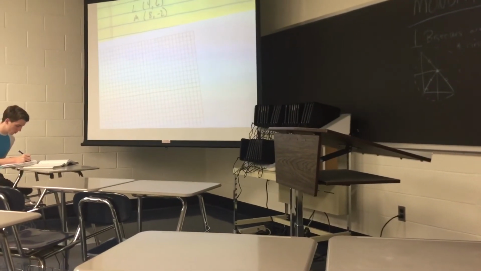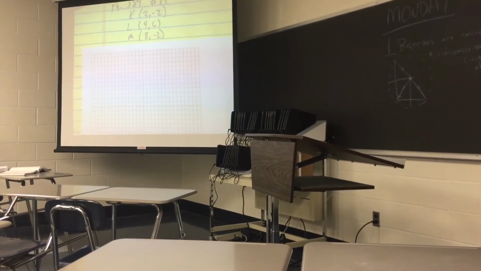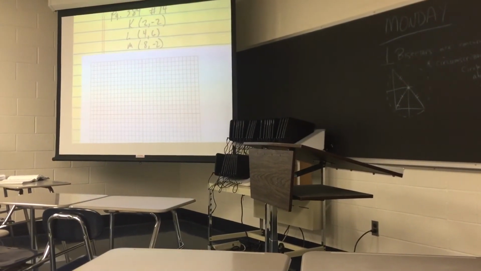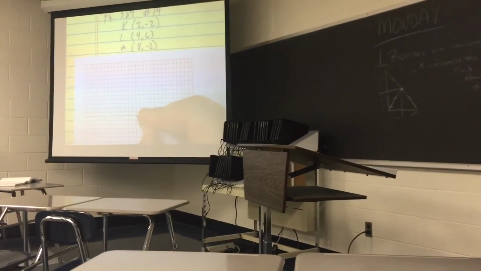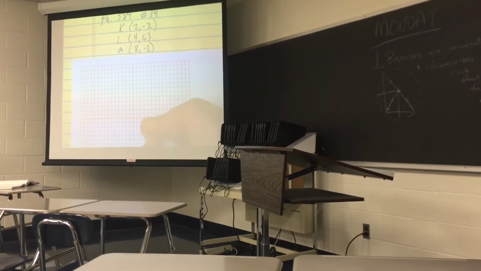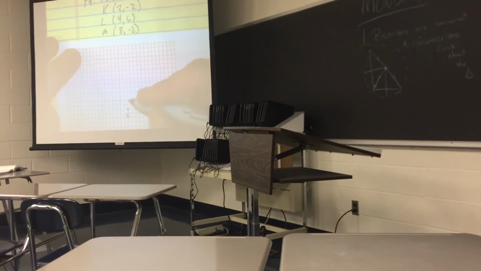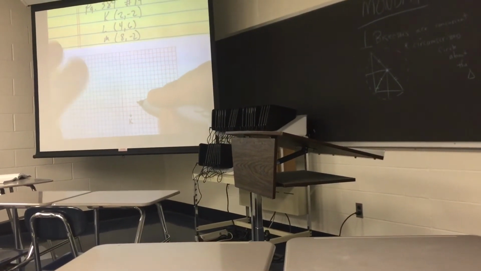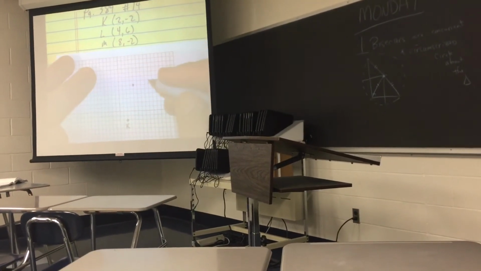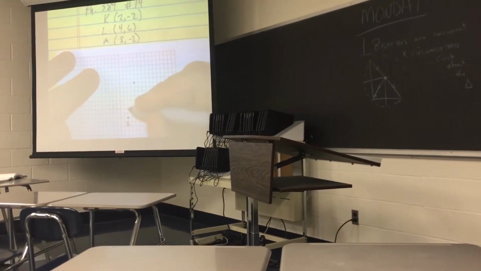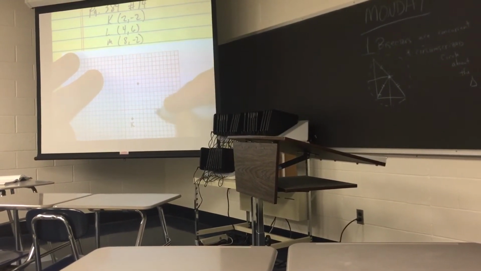So, can you see that graph okay? Good. So we'll go K is at (2, -2). 1, 2, -2. There's K. L is at (4, 6). 1, 2, 3, 4. 1, 2, 3, 4, 5, 6. And M is at (8, -2). 1, 2, 3, 4, 5, 6, 7, 8, -2.